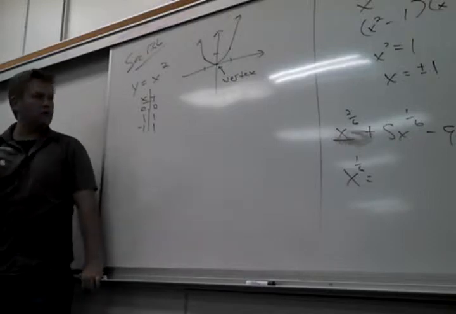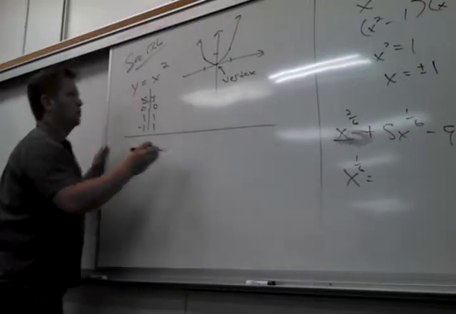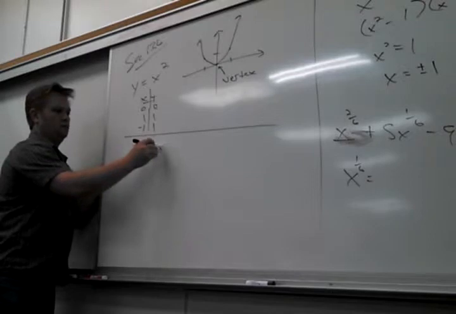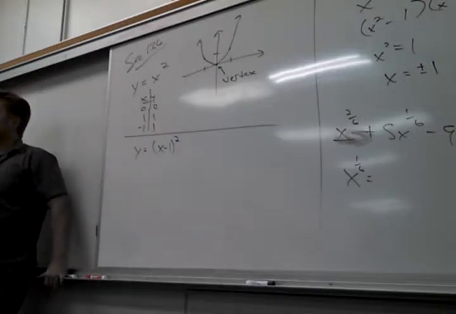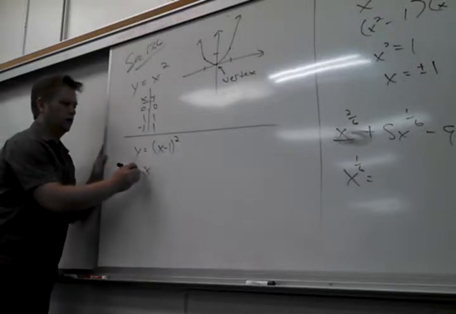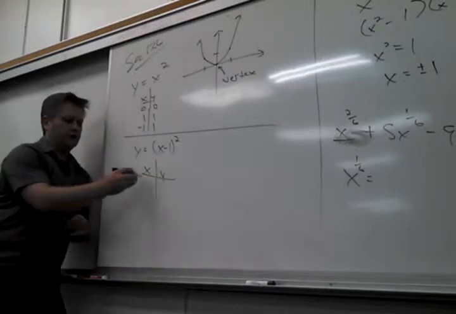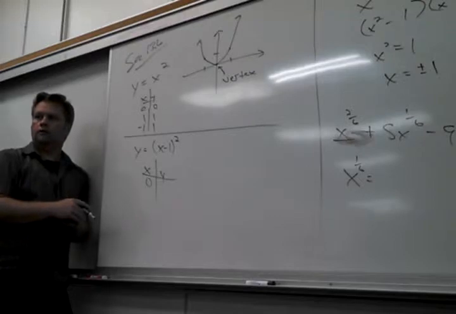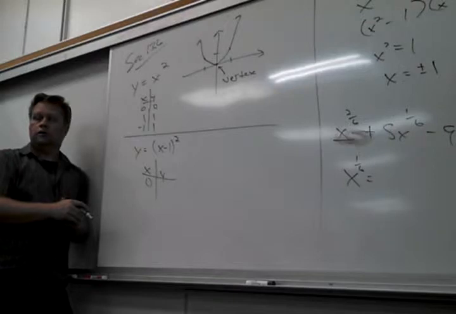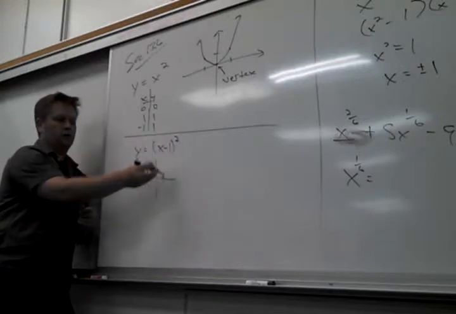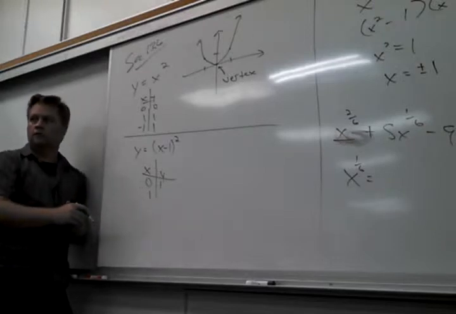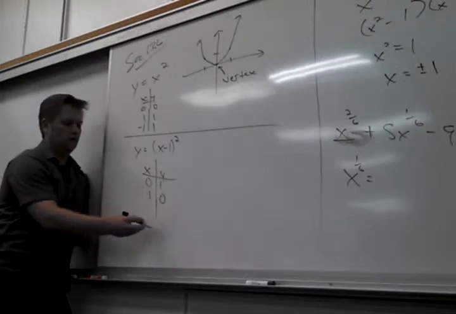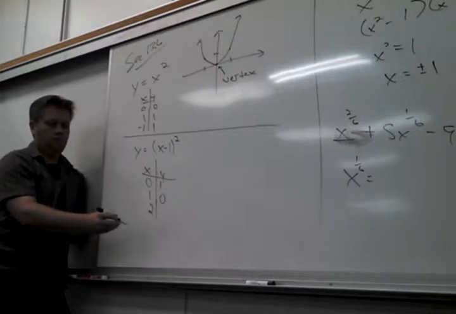Okay, so here's where things get interesting. Finally, how would you graph that? Let's kind of investigate it. Let's do some points here. If I plug a 0 in, I'll get 0 minus 1, which is negative 1, squared is 1. If I put a 1 in, now it's 0. And if I put a 2 in, it's 1.